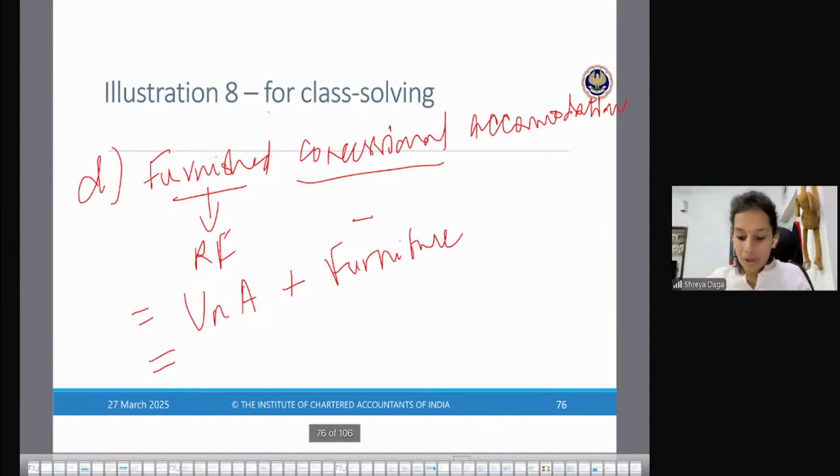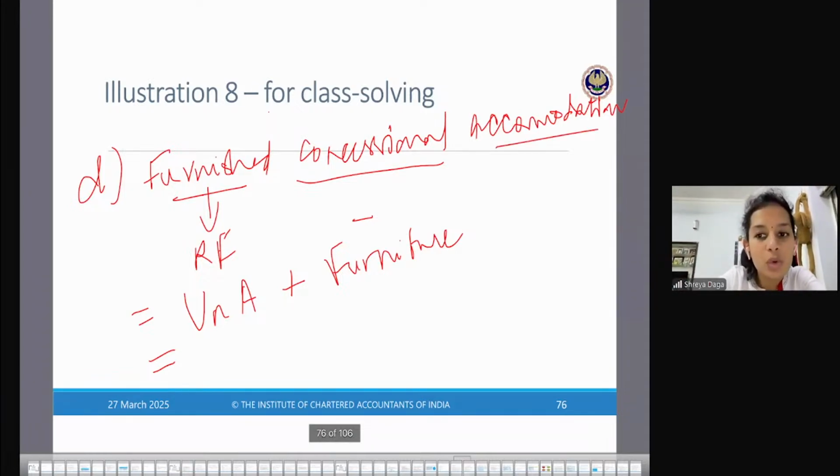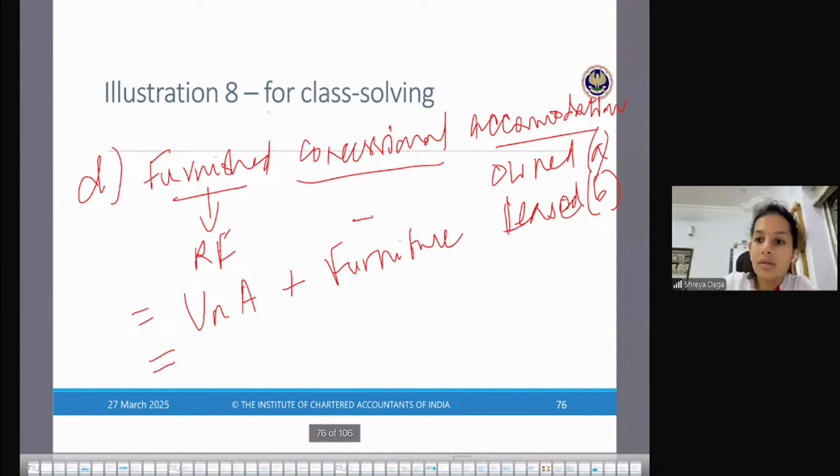as per the question, it is not clear whether this accommodation was owned or leased, because it was owned in part A and leased in part B, and in part D they have not told you whether you need to assume that it was owned or leased. If they have not provided that, then you should assume it was owned.